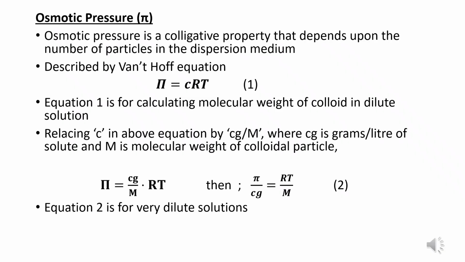That is M equal to CRT by pi. That is derived by rearranging this Van't Hoff equation. We can write it as M equal to CRT by pi. That is the equation for calculating molecular weight of colloid in very dilute solutions.